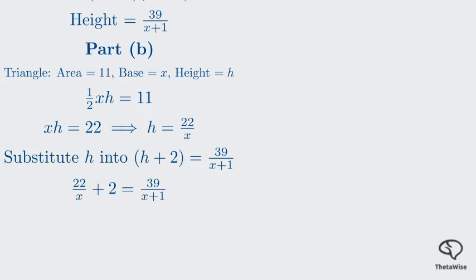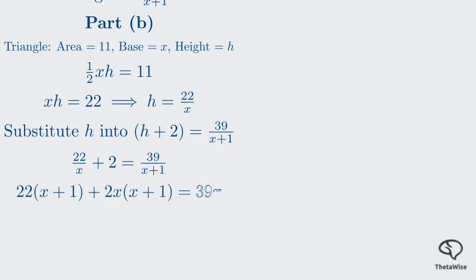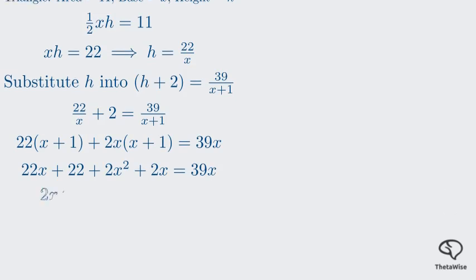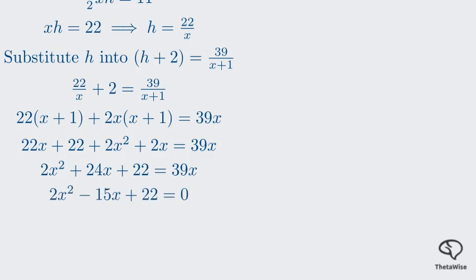Multiply the entire equation by x and by (x plus 1) to clear the denominators. We get 22 times (x plus 1) plus 2 times x times (x plus 1) equals 39x. Expanding gives 22x plus 22 plus 2x squared plus 2x equals 39x. Simplifying, we have 2x squared plus 24x plus 22 equals 39x. Subtract 39x from both sides to reach the final equation. 2x squared minus 15x plus 22 equals 0.